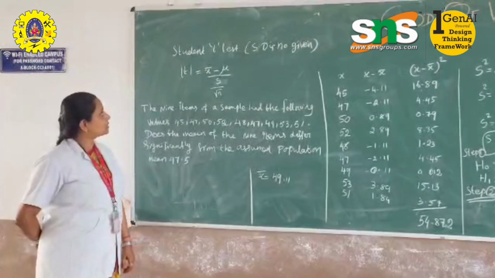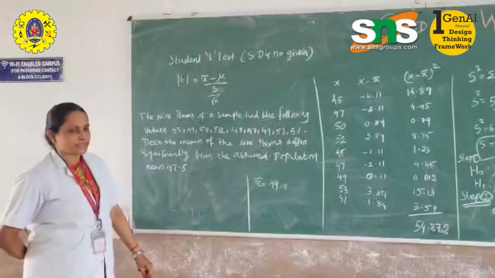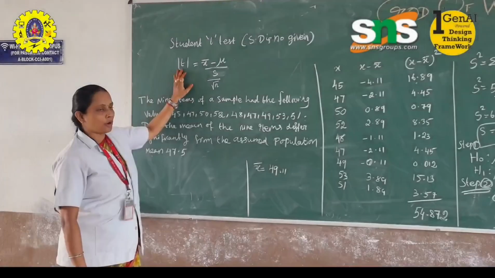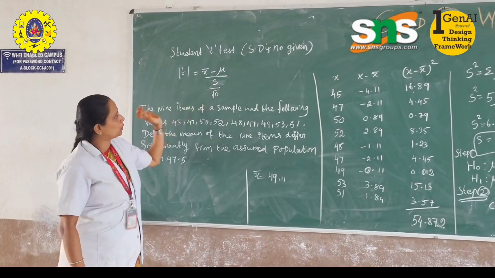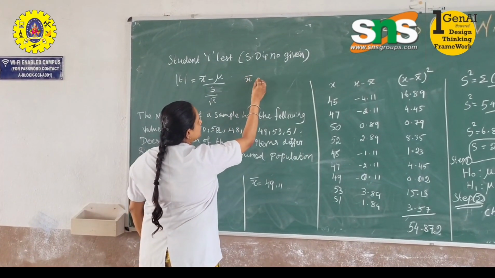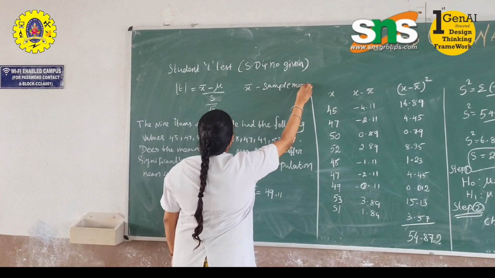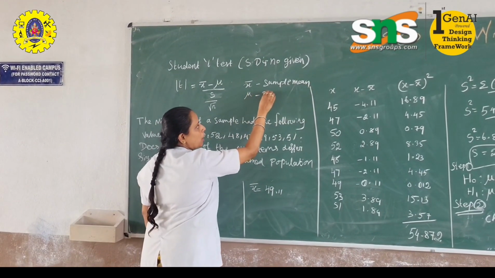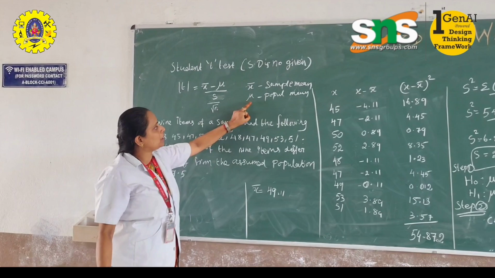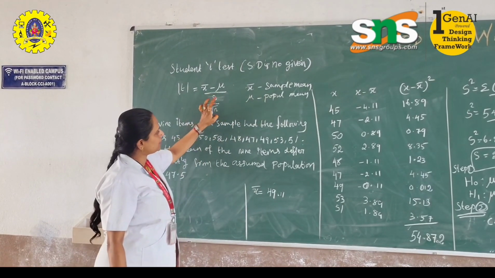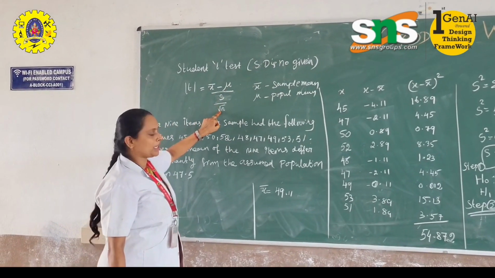Today we are going to see the topic Student's t-test. In this format, the standard deviation is not defined; that topic we will see later. The formula is modulus of t equals x bar minus mu divided by s by root n. Here x bar is the sample mean and mu is the population mean. The capital S is the standard deviation, which is not given. Root n is the sample size.